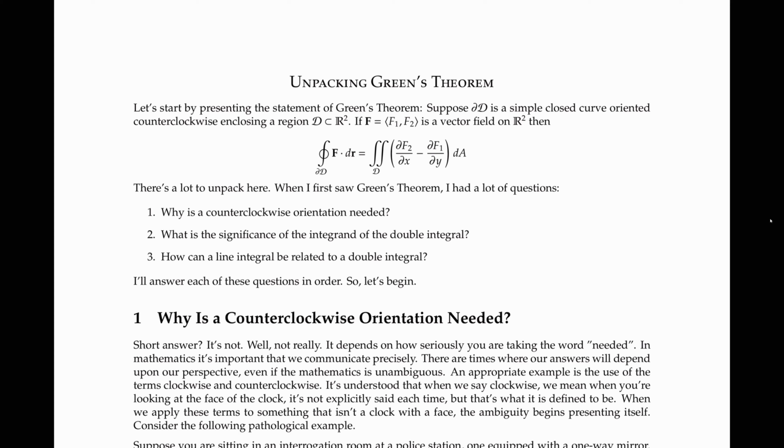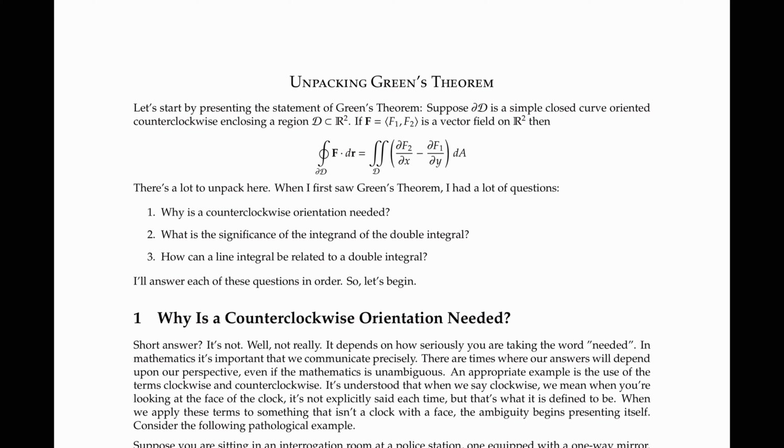This document here does walk us through sort of what Green's theorem is and why it might be true. It's not a proof of Green's theorem. That's a bit more involved. But this is sort of building your intuition for why it should be true. And it also answers some questions that I think are natural to have.